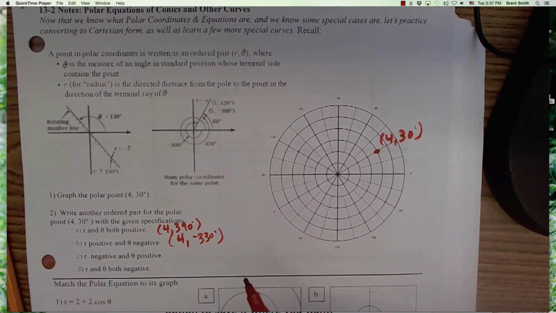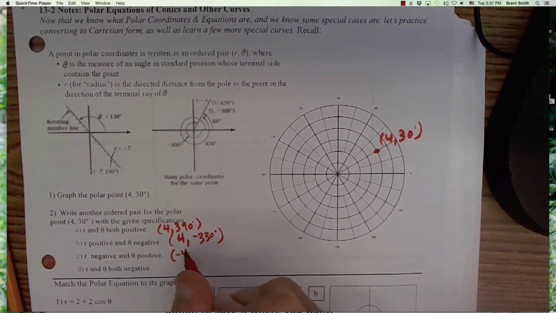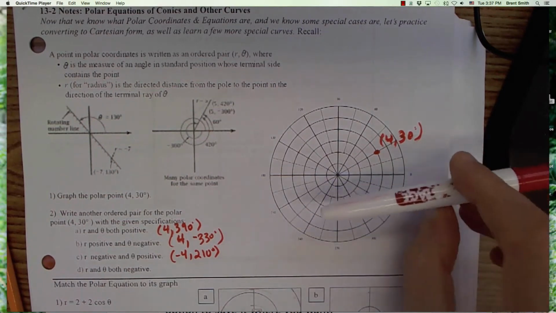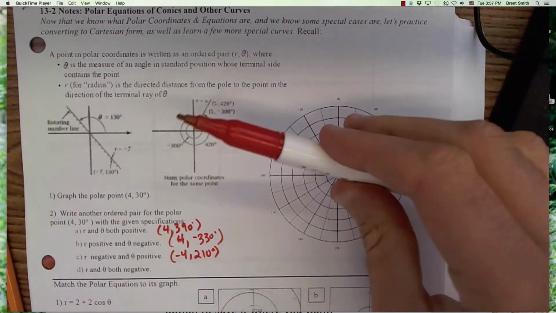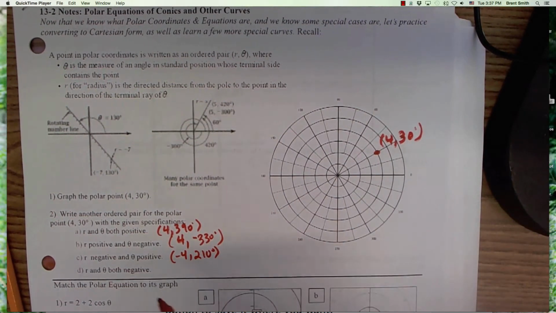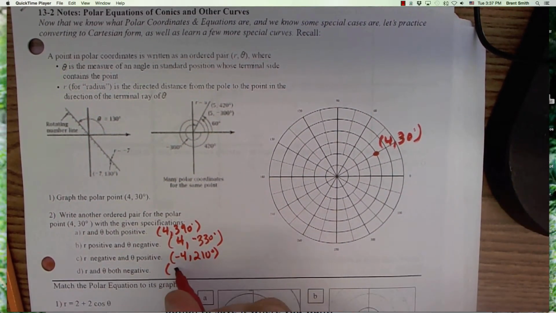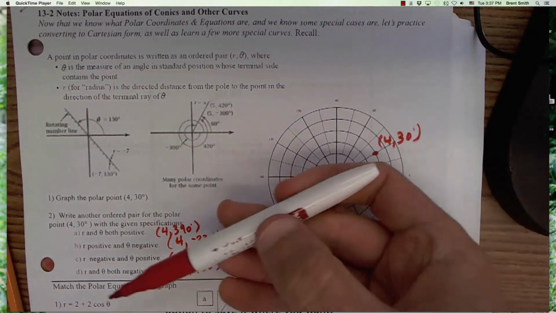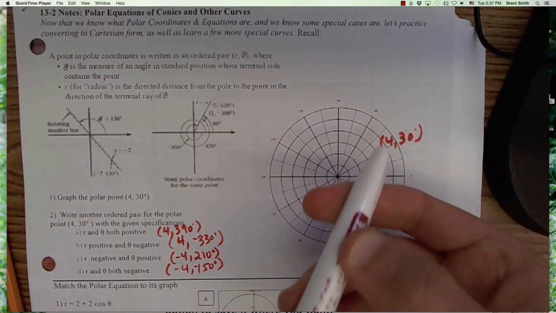R negative, theta positive, so we could go negative 4, 210 degrees. So if I go like this and I rotate 210 facing this way and I go backwards 4, I would end up right there. And then finally both negative, I could do negative 4, negative 150 degrees. So I go like this, I rotate negative 150, again I'm facing this way and I go back, end up right there.